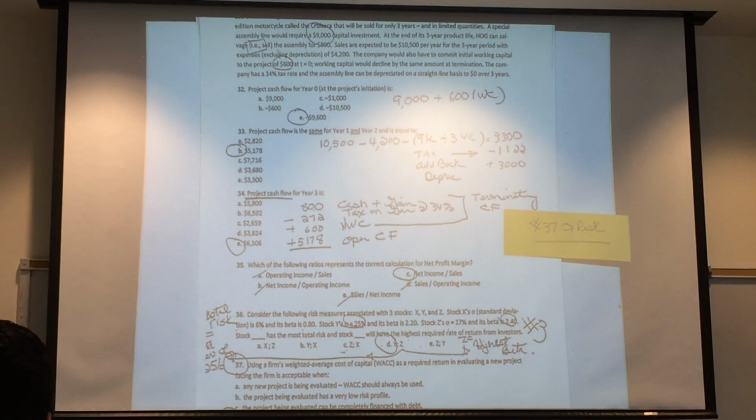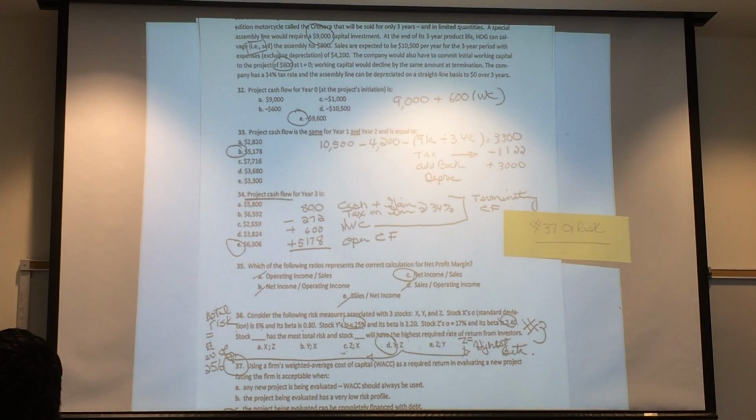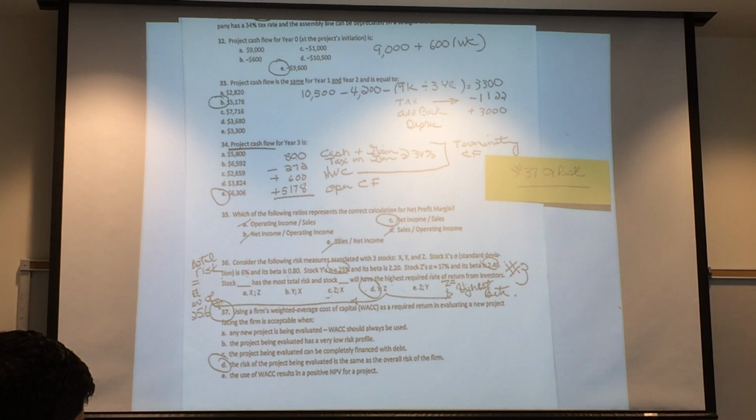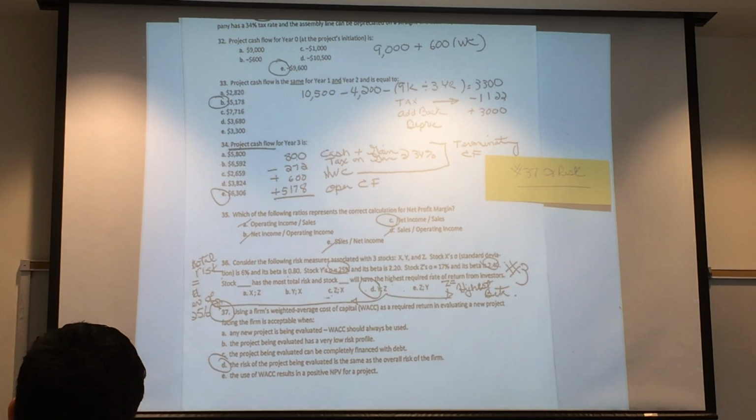Okay, here's a concept question that we talked about. Using a firm's weighted average cost of capital as a required rate of return in evaluating a new project is acceptable when the risk of the project being evaluated is the same as the overall risk of the firm. So that's the kind of stuff you need to know in terms of concept, that and risk.